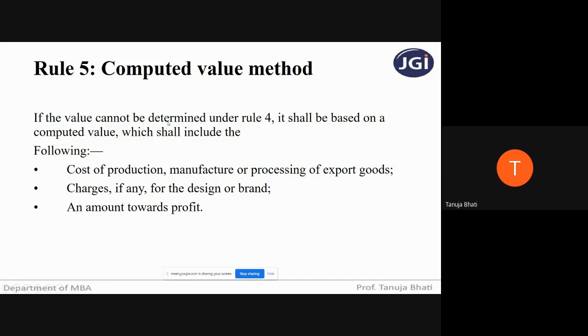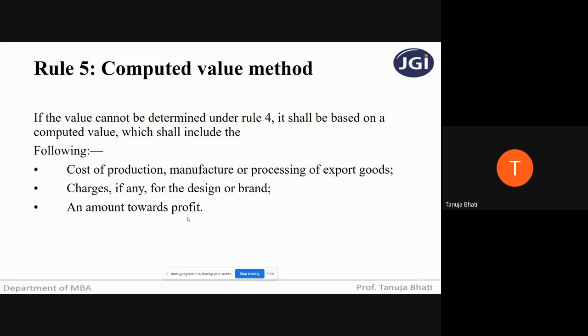If the value cannot be determined under rule number 4, it shall be based on a computed value which shall include the following: cost of production, manufacture or processing of export goods, charges if any for the design or brand, and amount towards profit. So what they are telling is, suppose under rule number 4 also you cannot determine the value, what you need to do is simply add three things and get the value.